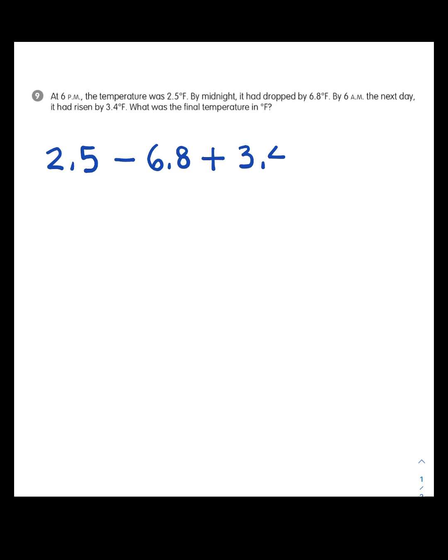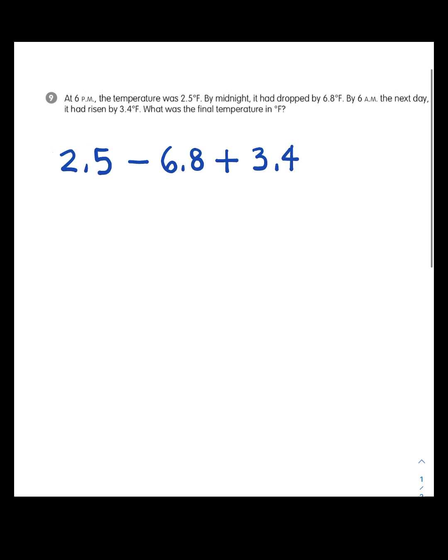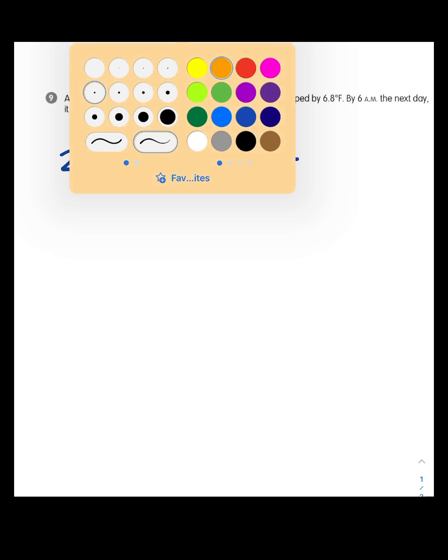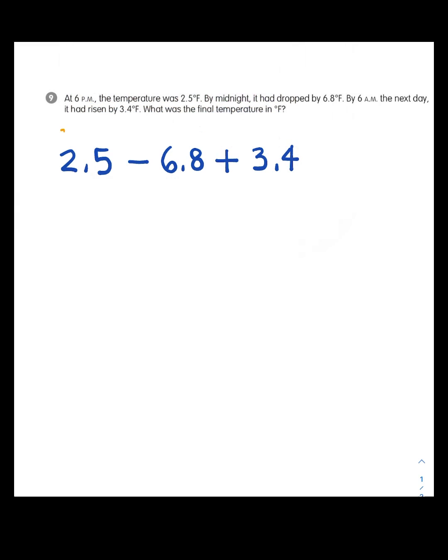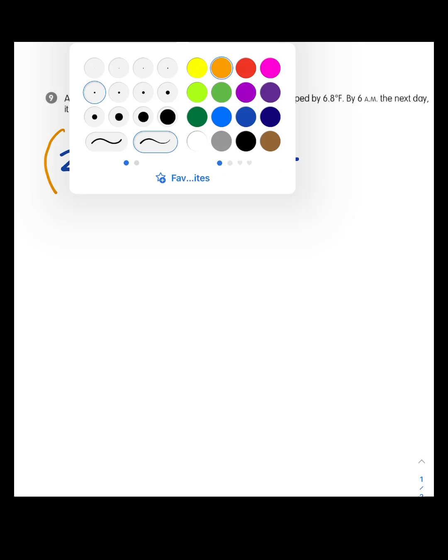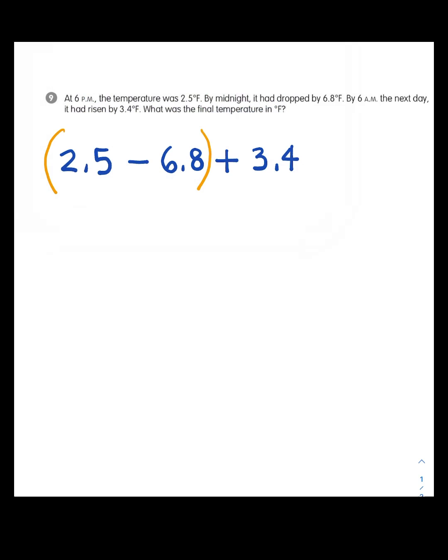So then we tell ourselves, okay, if we have the effect of all of that together, what is the final temperature? So we have three numbers here, three decimals. It doesn't really matter which we start with. We could say, you know what, Dr. K, I'm going to start by doing it from left to right. I cannot argue with that. I would say, okay, that's good.